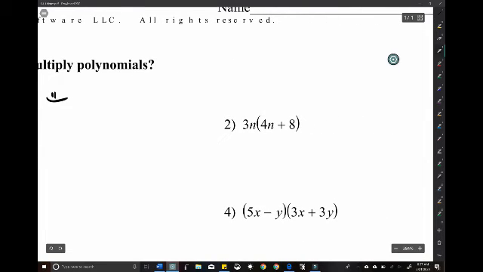Next up, they'll start to get a little more challenging. Remember your exponent rules. When we distribute, it is 12, and we add the exponents, so n squared, plus 24n, and then you're done as well.